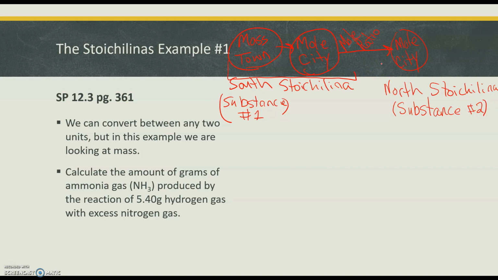We don't want to end up in the moles of our second substance. Instead, we want to get to Masstown. So we are going to continue over from Mole City of North Stoichiometry to Masstown of North Stoichiometry. And we're going to use our very familiar molar mass road to do that.